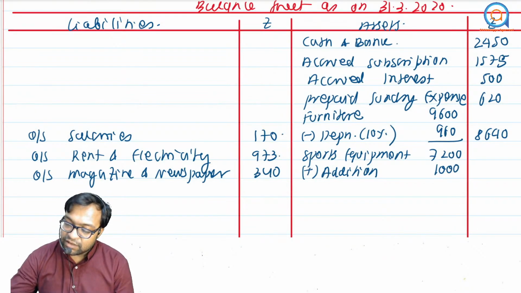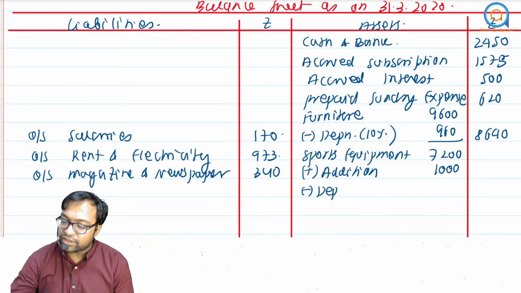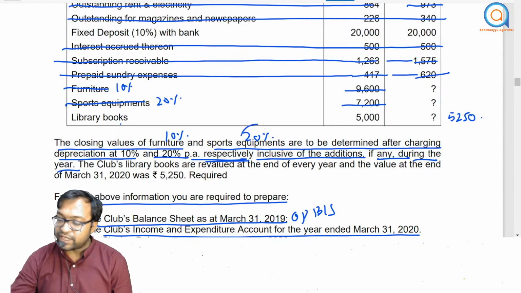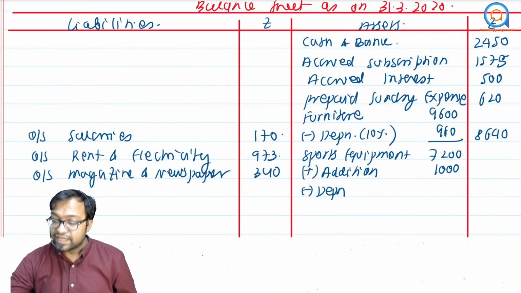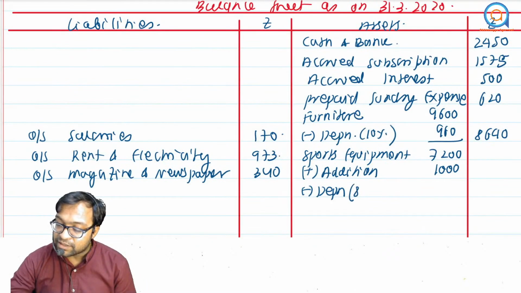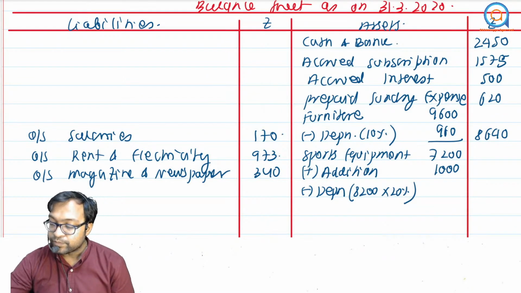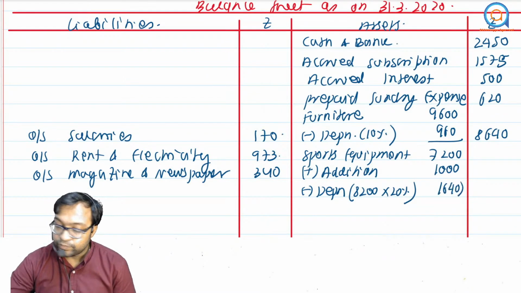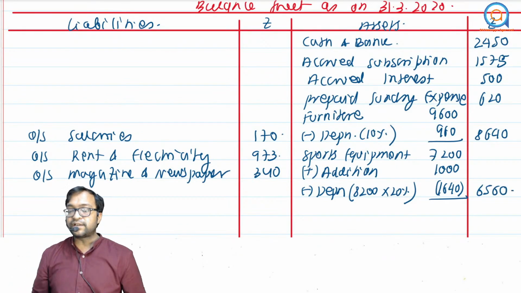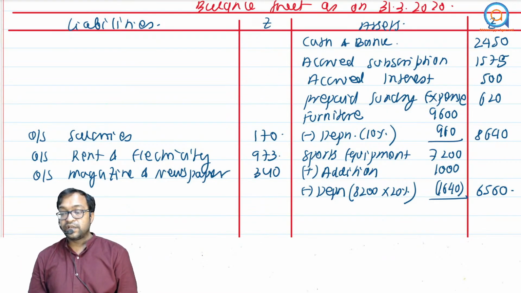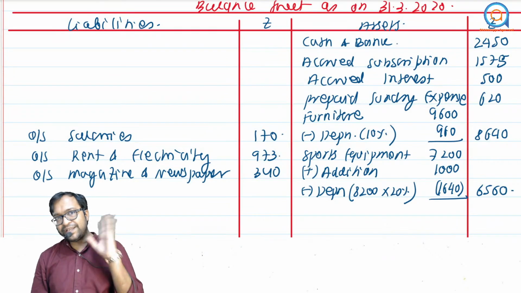Now at the end of the year you have to provide depreciation on it. They said, as you have read just now, that depreciation will be 20% including addition. So when they say including addition, it means 20% depreciation on 8200, that is 1640. So your closing balance will become 6560. In the closing balance sheet, sports equipment should be 6560. But don't forget, depreciation will come in income and expenditure also.